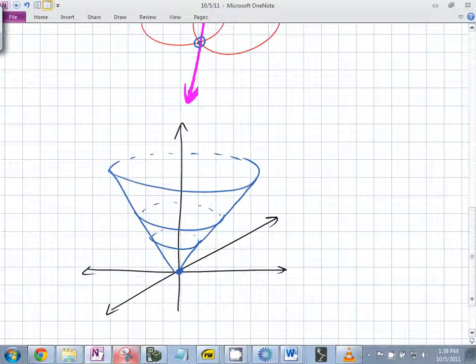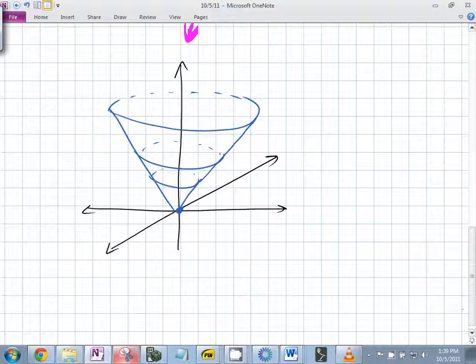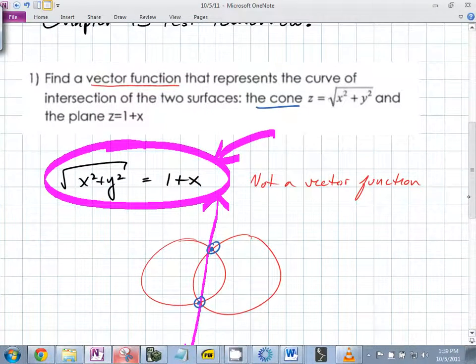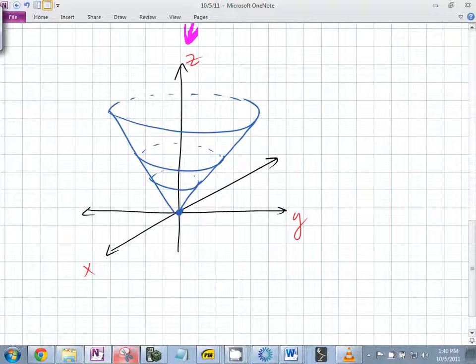And that's a plane. z equals 1 plus x. So does it matter what y is in this? No, it doesn't. So we know that this is x, this is y, and this is z. If y is 0, this thing crosses at what line? z equals x plus 1.